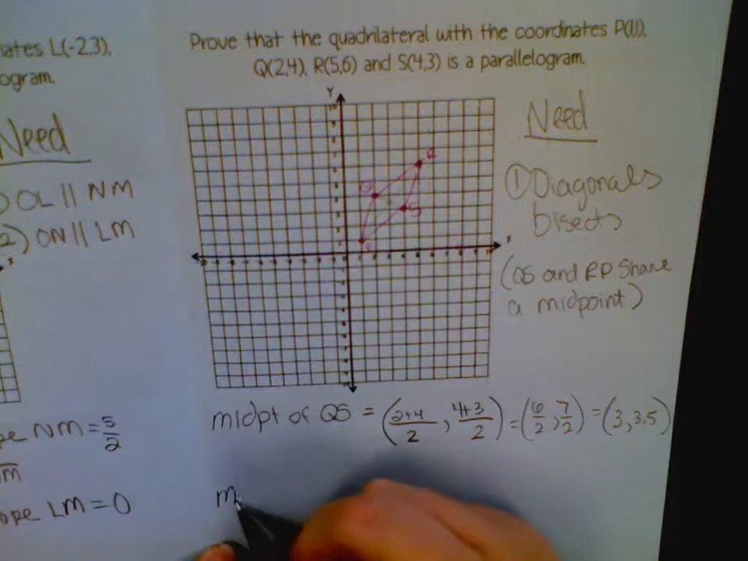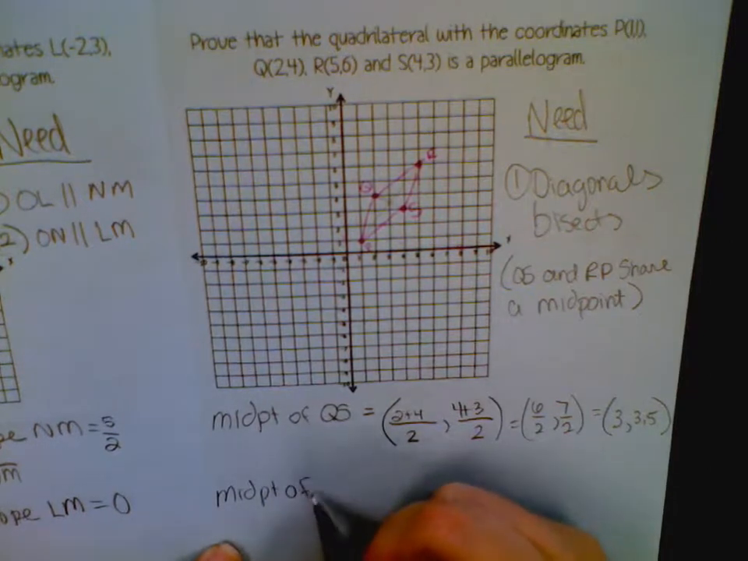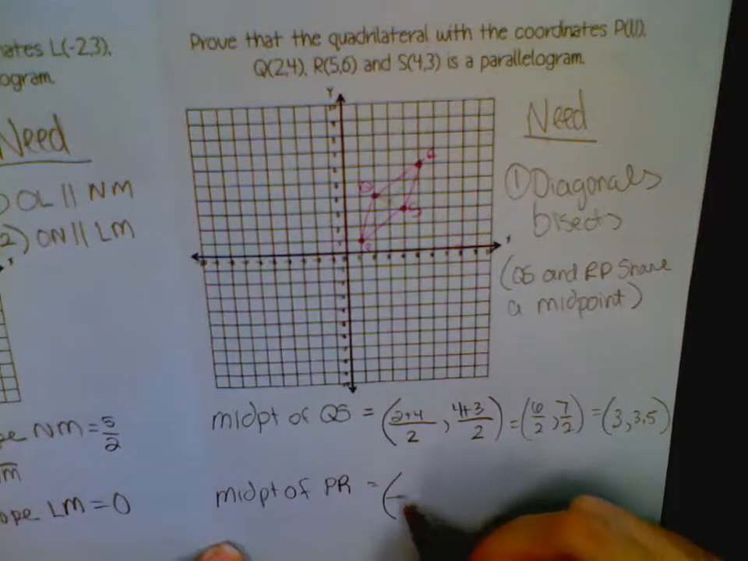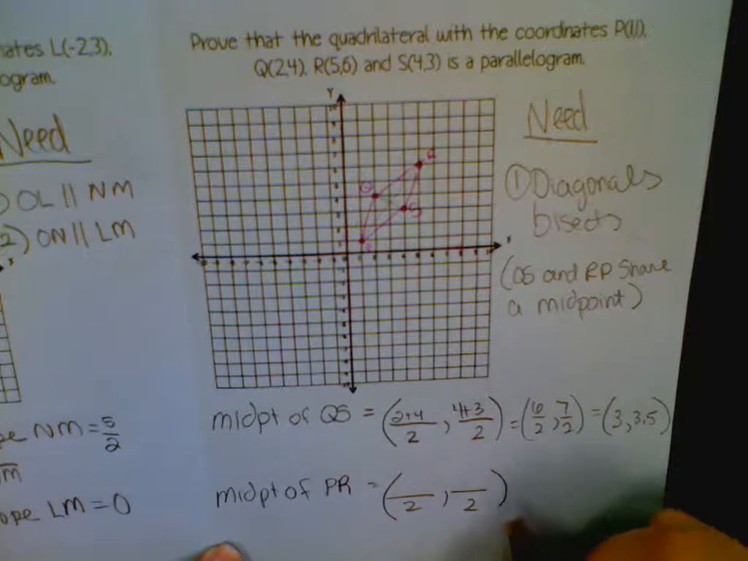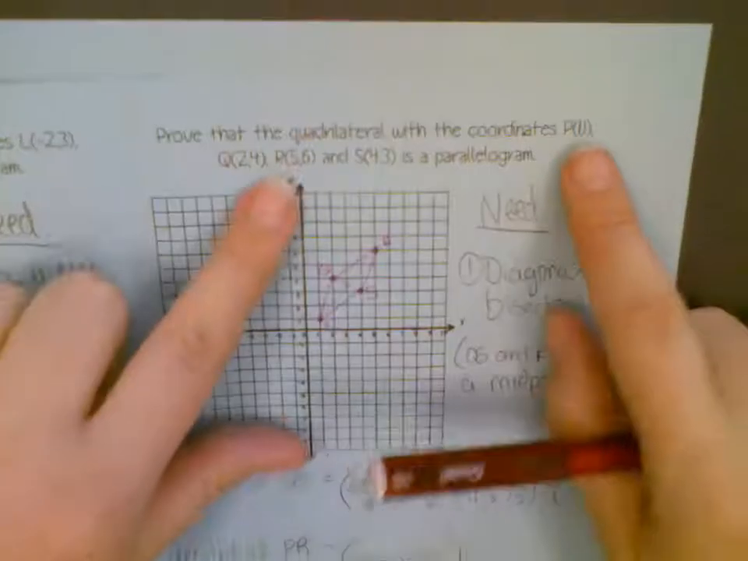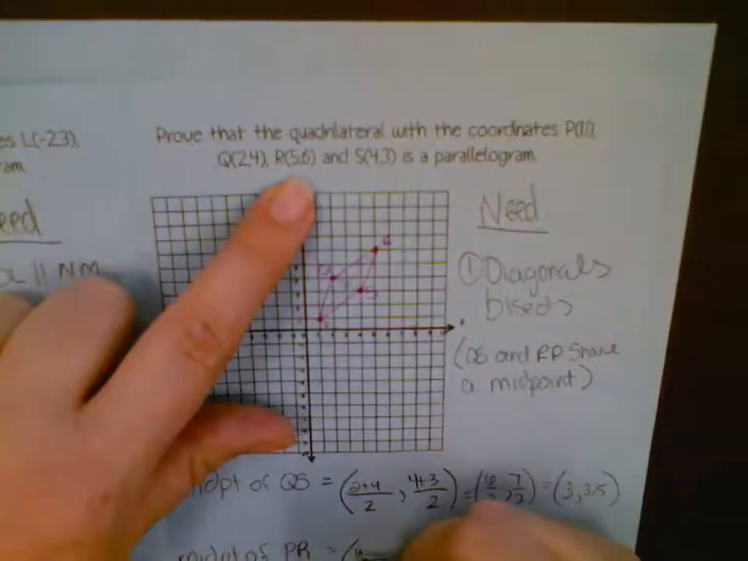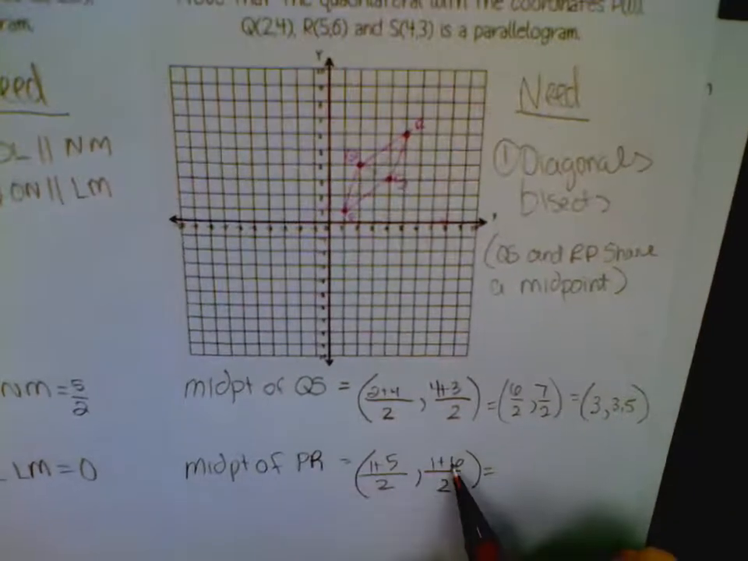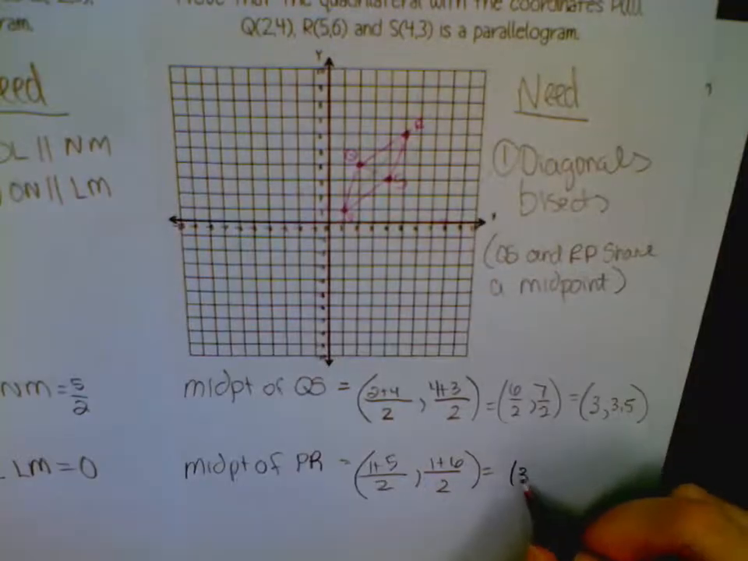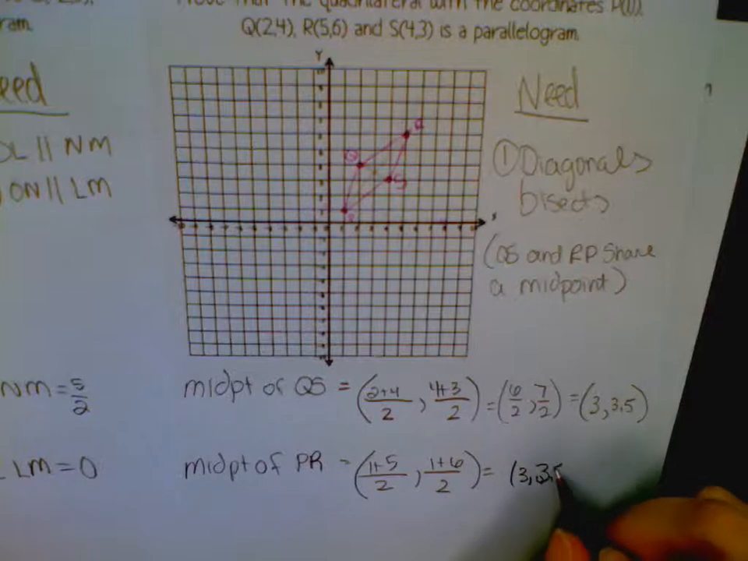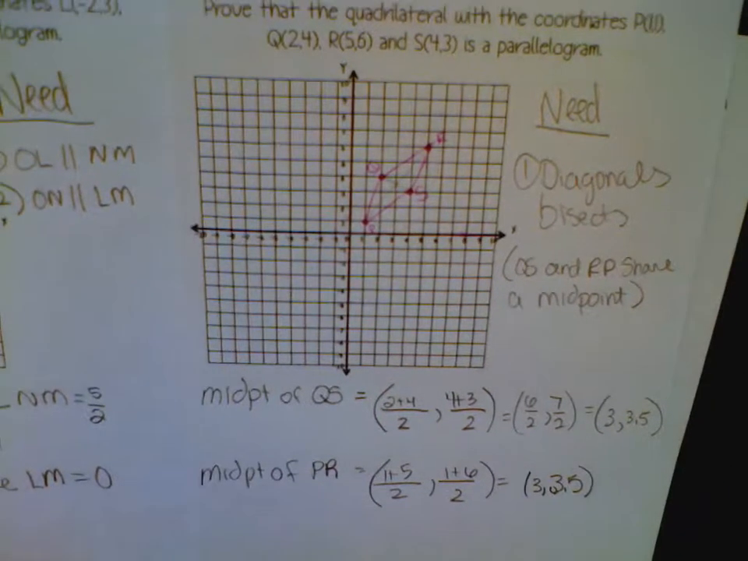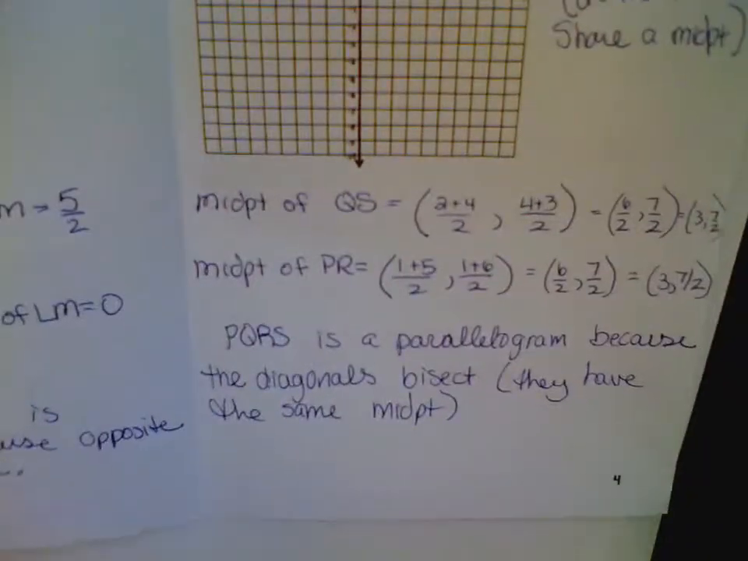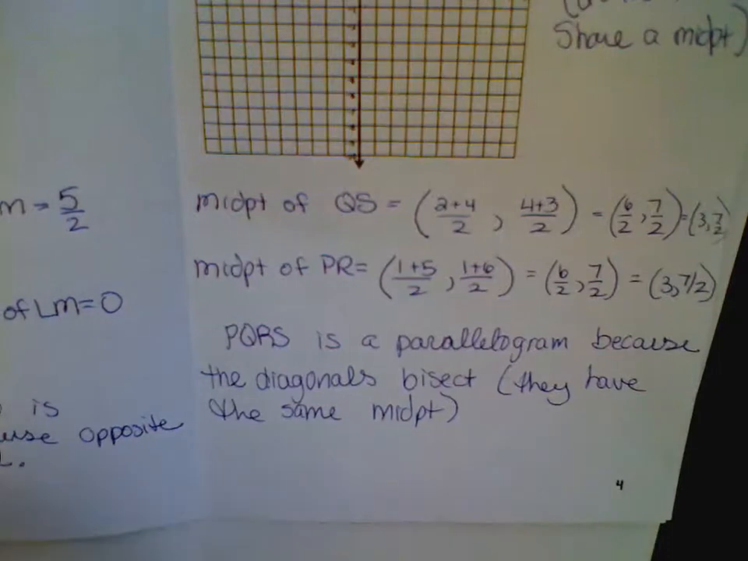So the midpoint of the other line, PR, we would set it up the same way. So add the x's, divide by 2, add the y's, divide by 2, and we'll simplify it. So for P and R, we have 1 plus 5 and 1 plus 6. So we get 6 and 7, just like we had up here. So the midpoint is 3.5. So that means that we have midpoints for both of those lines that are the same. So we have a parallelogram because the diagonals bisect. They have the same midpoint.